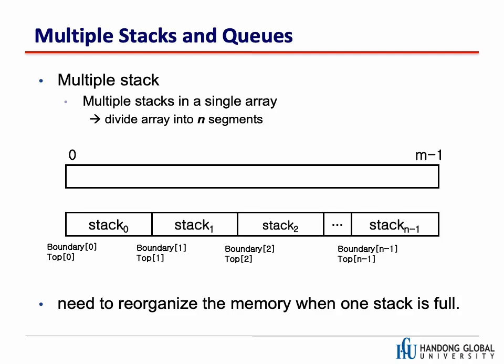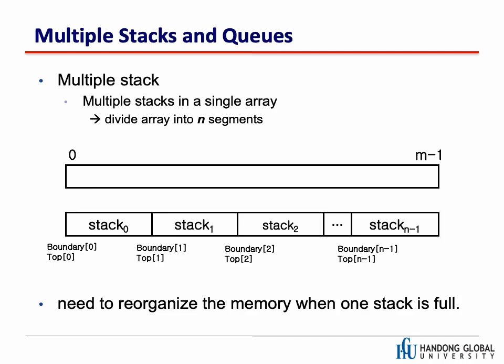Look at this figure. We have one single array, and now we want to implement n stacks. Then we have to have n segments like this, and we have to keep all the boundary information. Where is the boundary? And then we have to have all the top indexes. So in this case, we need n top indexes and n boundaries. If one stack is full, then we have to reorganize the memory.